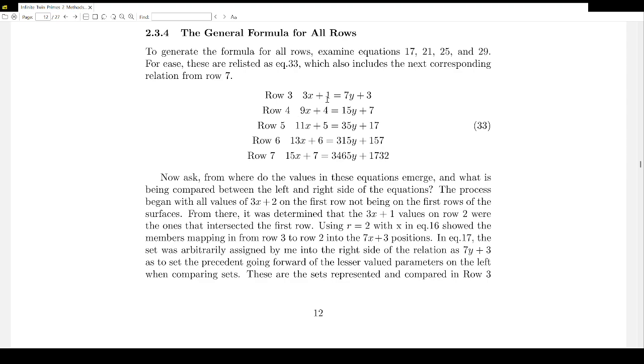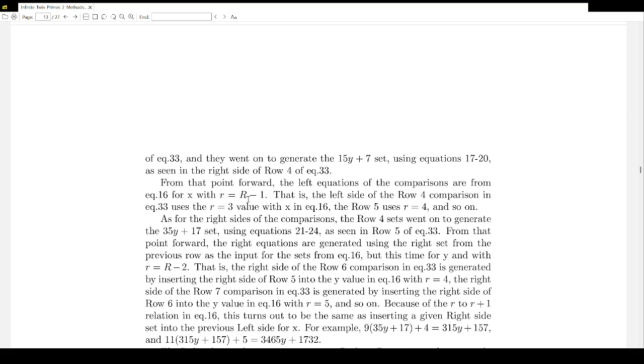So you get 3x plus 1, but then from row 4 on, after we figured out our initial starting values from the 3x plus 2, all the lines on this left side are what I say here. From that point forward, the left equations of those comparisons are all from equation 16. Every time we repeated the process of finding the general solution and the specific solutions, we were using our general equation each time, which is why we see that pattern arising. It's the same pattern, just coming from our general equation.